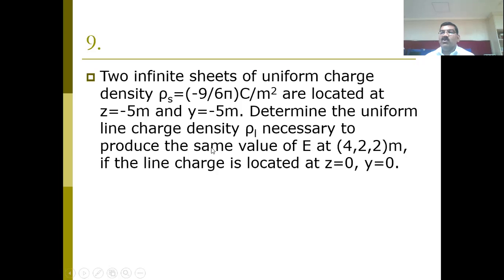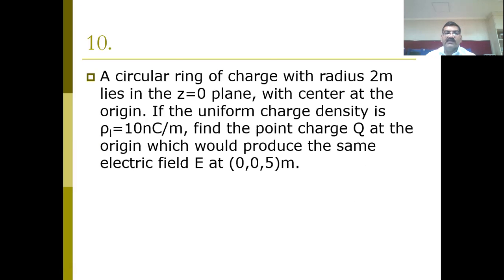You have the formula for rho L: E equals to rho L upon 2 pi epsilon 0 R. So for calculation of R, the location of the line charge is at Z equals to 0 and Y equals to 0. Then find the unit vector here and find the magnitude of that vector, so you can equate with the magnitude. That's it. So it is the same as the previous problem. Any doubt in this? This is the same as the previous. If you do it, you will understand. Then I'll go for the last problem.